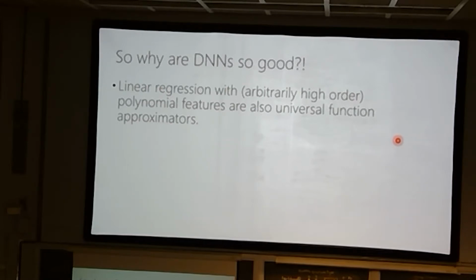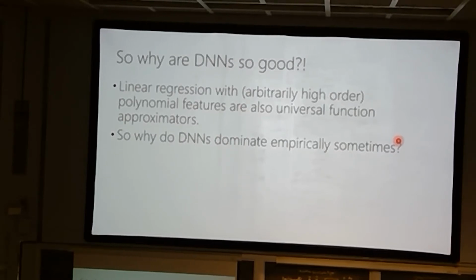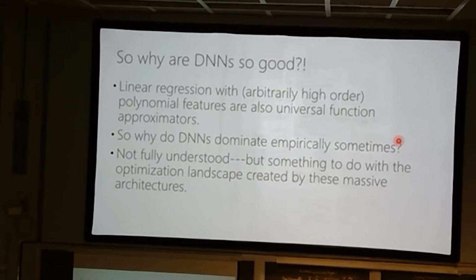Okay, so why are these things good? Really, with linear regression, we know that linear regression with arbitrarily high order polynomial features are also universal function approximators. So why do these things dominate empirically? It's not fully understood, but you can get away with fewer parameters than you would with the polynomial one, because it's kind of learning its own features in a way. That's again not a proof, but unfortunately for a lot of things with neural networks, that's all you can really say. So it's not fully understood why these things are so powerful.